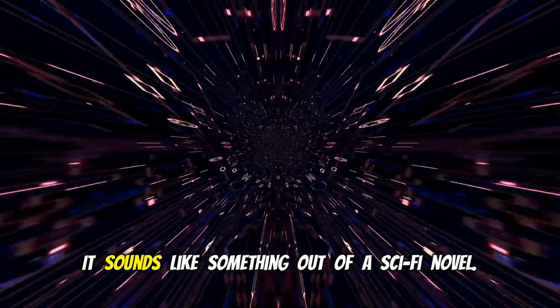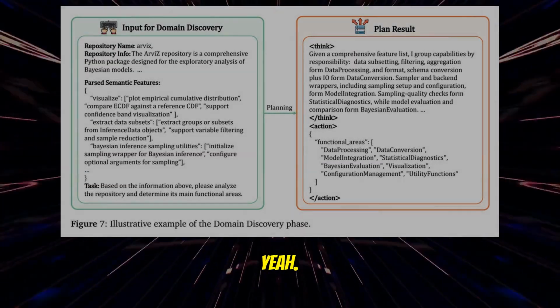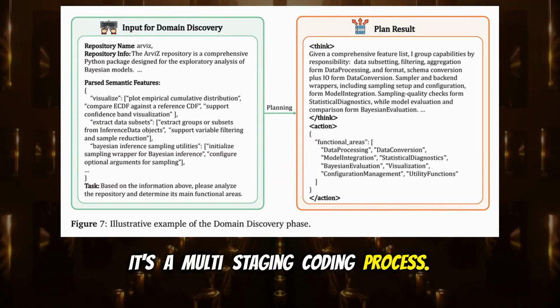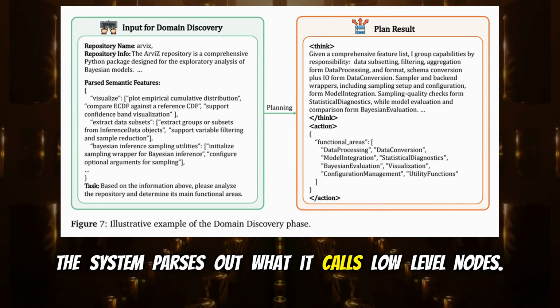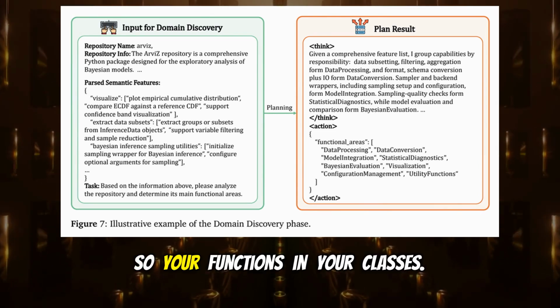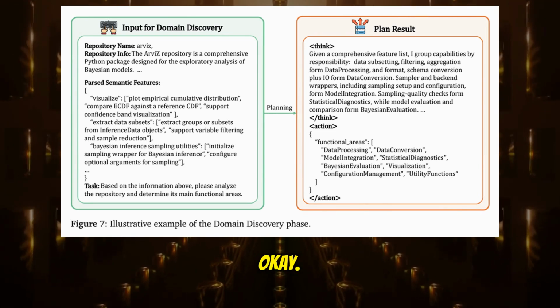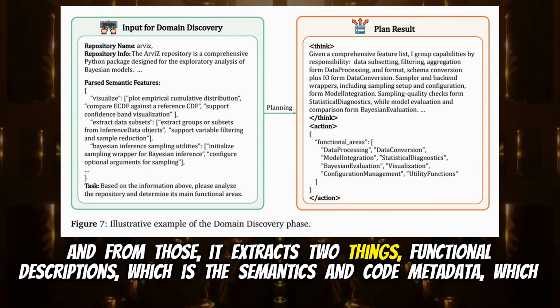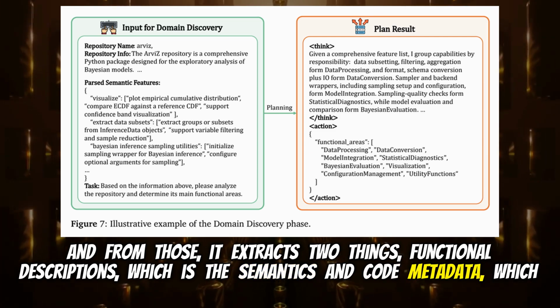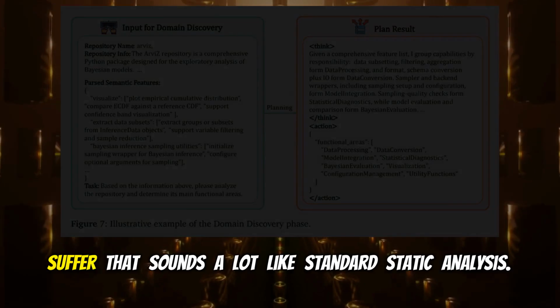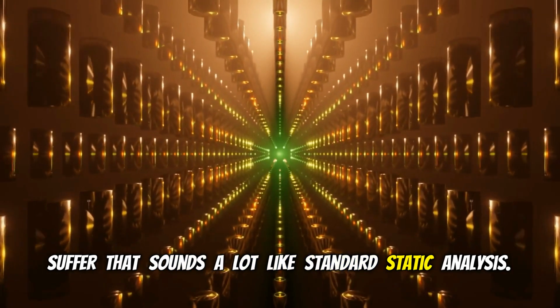Semantic lifting. It sounds like something out of a sci-fi novel. A little bit, yeah. It's a multi-stage encoding process. It starts with the raw code. The system parses out what it calls low-level nodes, so your functions and your classes. Okay. And from those, it extracts two things: functional descriptions, which is the semantics, and code metadata, which is the structure. So far, that sounds a lot like standard static analysis.